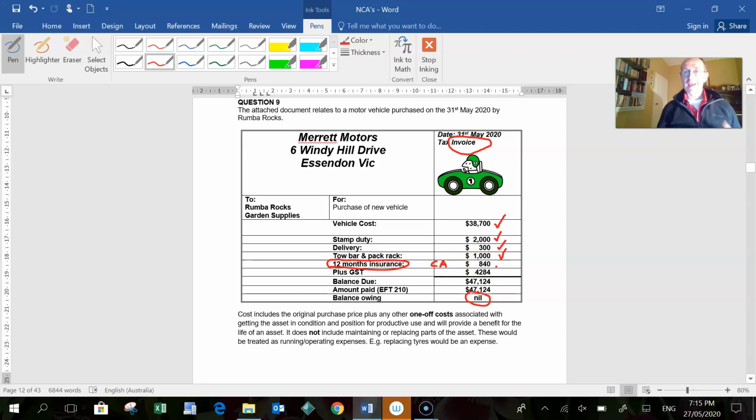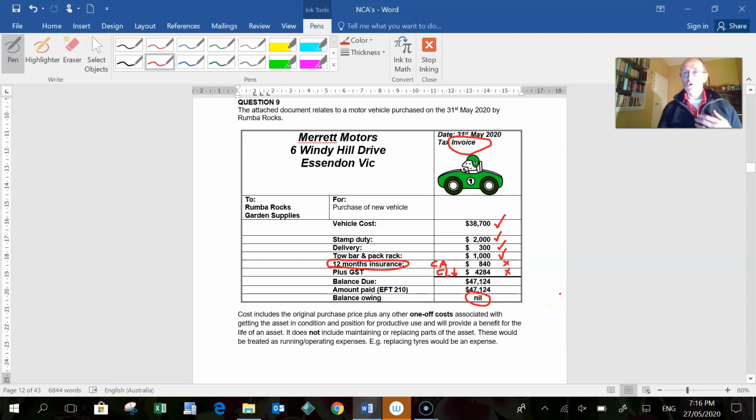We're not adding to the asset's economic benefit to be extinguished over an extended period of time. This is 12 months. GST, as you know, is always dealing with the current liability, so it's got nothing to do with the non-current asset. In this case, it's going to decrease the current liability because we're entitled to a refund. Those two have nothing to do with the cost of the asset, but the other four do.